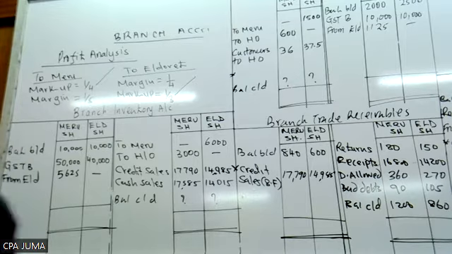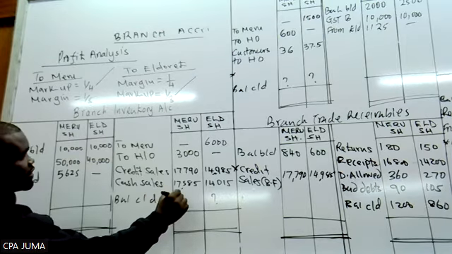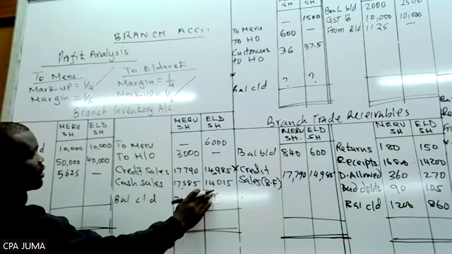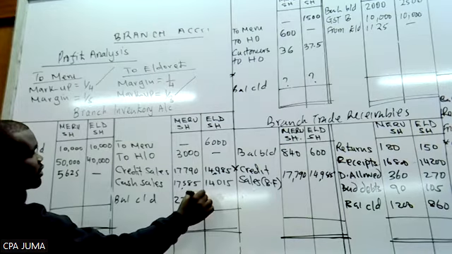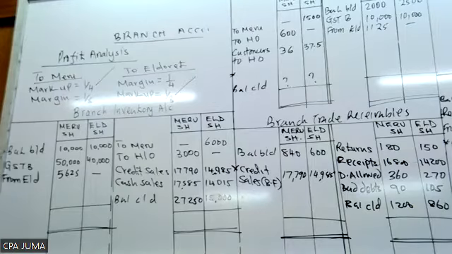So balance carried down. This is 27,50. This one is flat. Okay. We are going back to close markup account. So our last is markup account.